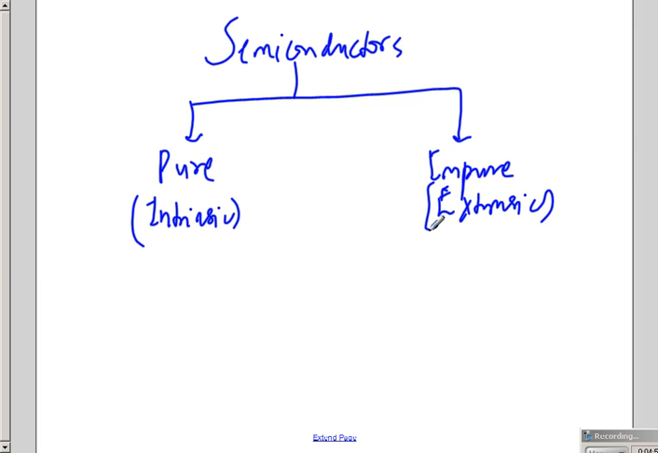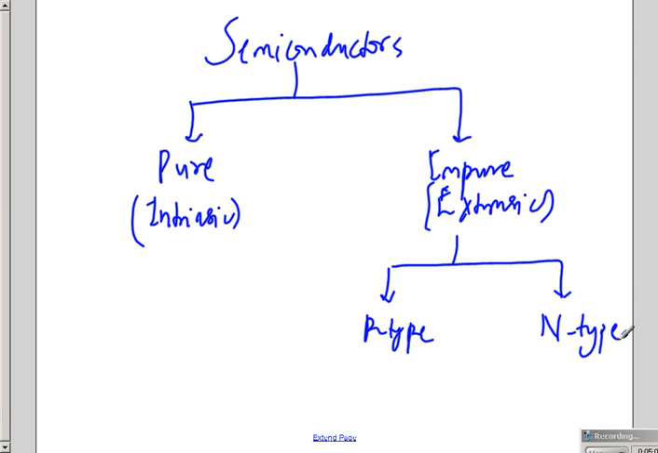In an intrinsic semiconductor, the number of holes and the number of electrons are equal. It is in the pure form. Whereas extrinsic semiconductors are again of two types: one is called a p-type semiconductor and the other is called an n-type semiconductor. Now we are being introduced to a new kind of semiconductors, called p-type and n-type.